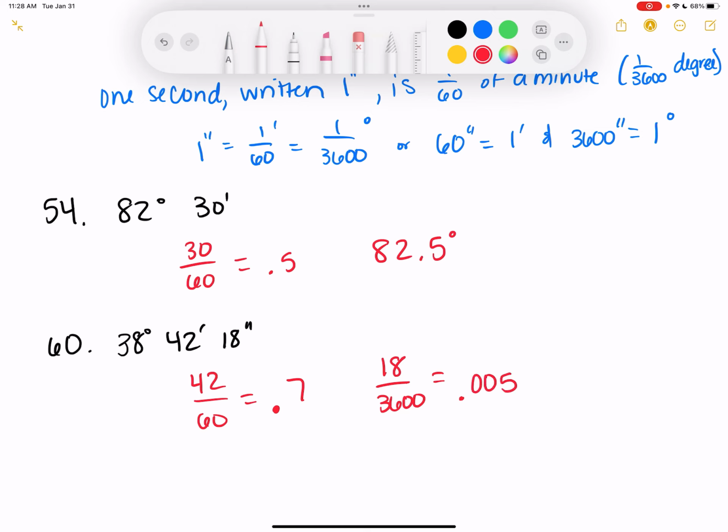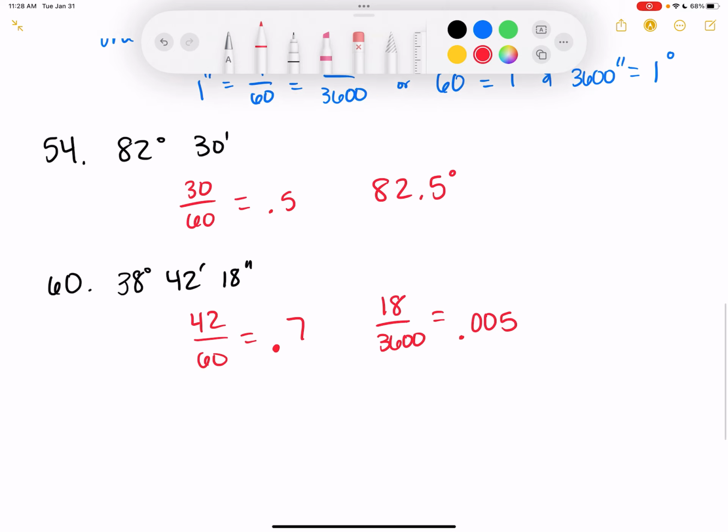It's close. So what we do when we combine these together is we do 38 point, and then we add those two things together, so 0.705 degrees. Any questions about that? Well, not right now. Like, do I need to do any more of them? No. Okay.